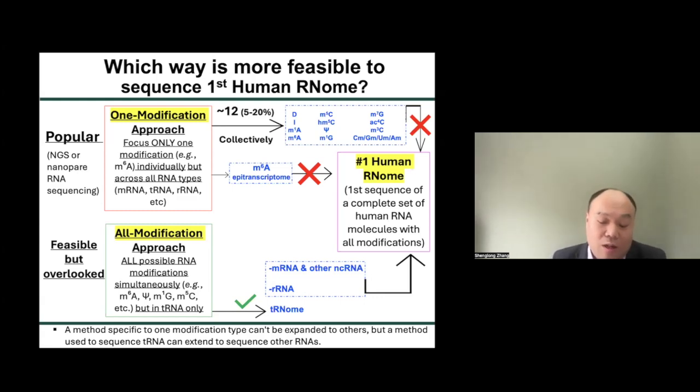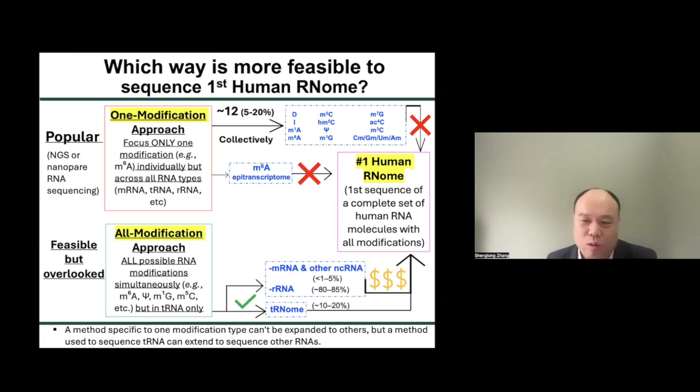There's another approach that has been overlooked, but seems more feasible. That's what we call the all-modification approach: sequence all possible RNA modifications simultaneously, even if it's only in tRNA. That would cover the tRNA-ome, and this would contribute about 10 or 20% of the human RNA-ome. If we can further extend this method to sequence other RNA, like ribosomal RNA or messenger RNA, then we have an approach that can be used to sequence the first human RNA-ome.